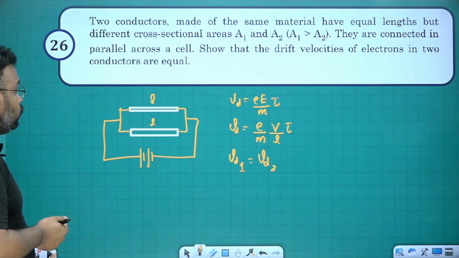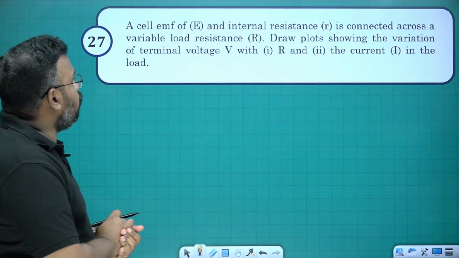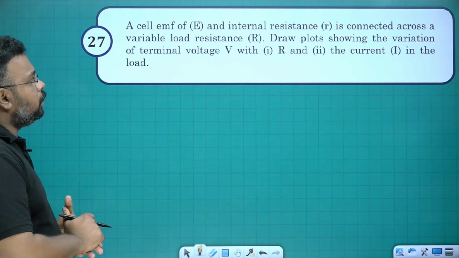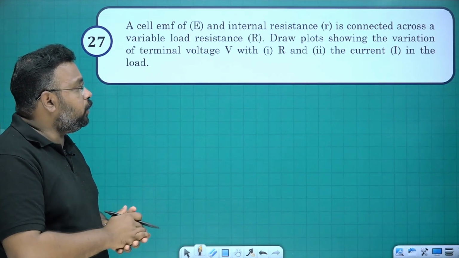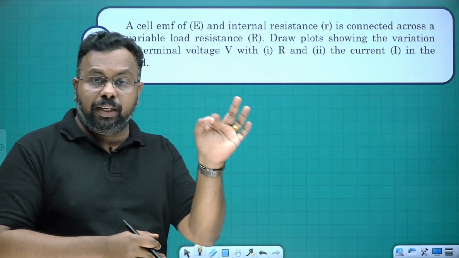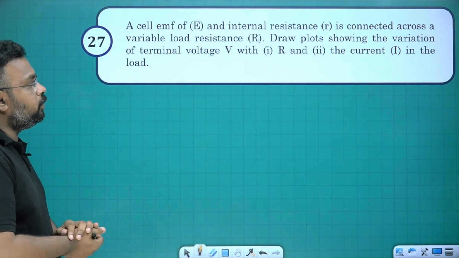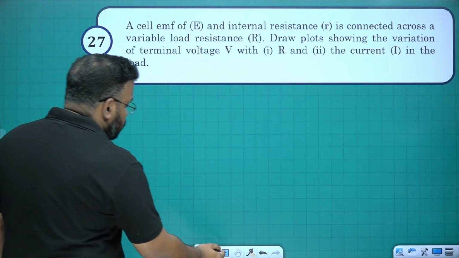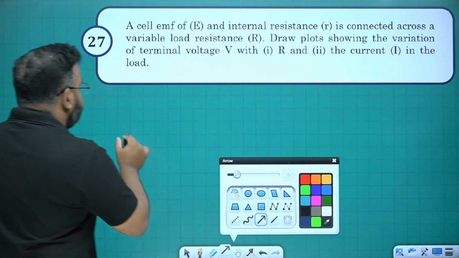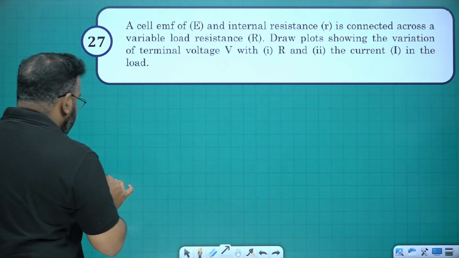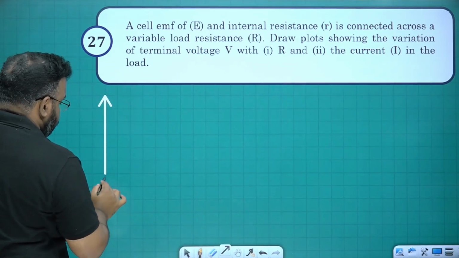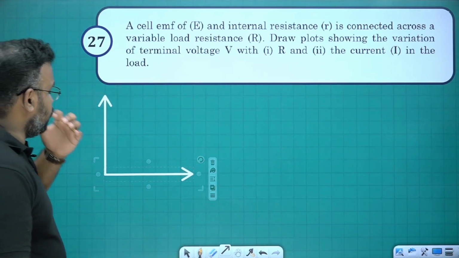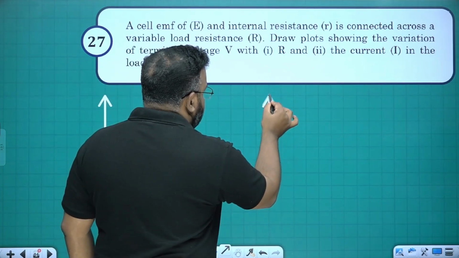Okay, question number 27. A cell of EMF E and internal resistance r is connected across a variable load resistance R. Draw plots showing the variation of terminal voltage V with R, terminal potential difference with external resistance, and terminal potential difference with current. Both are important questions, dear student, very important questions. So first graph is between terminal PD and external resistance, and the second graph is between terminal PD and what?